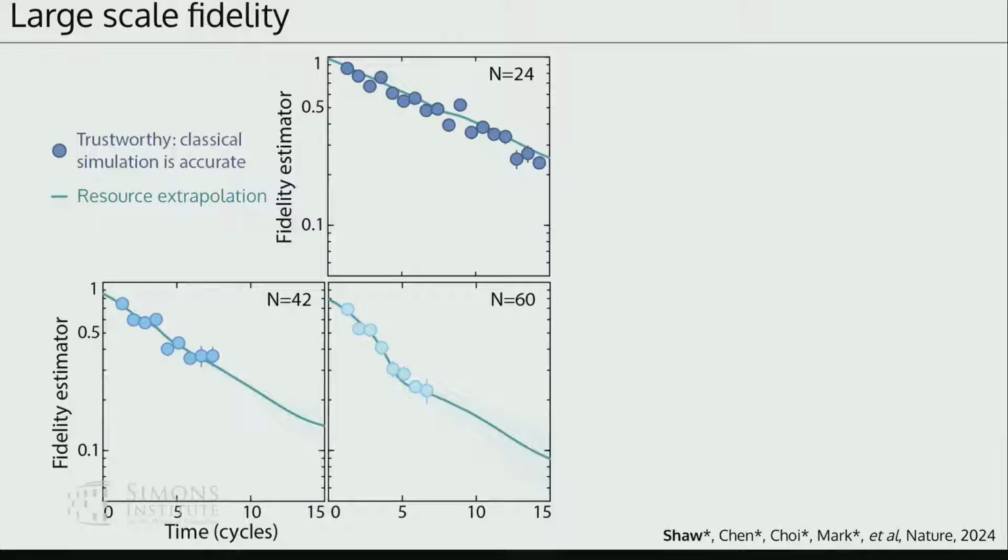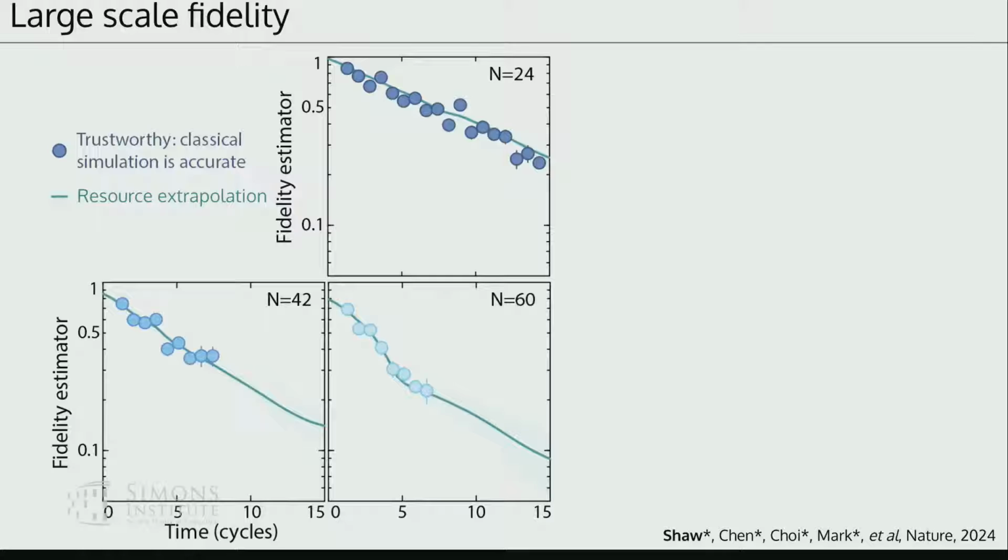And then the green line and fill is this resource extrapolation, which is really extrapolation over system size, time, and resource. And what you can immediately see is there's some very odd behavior. Because for n equals 24, we have something that looks largely exponential. For n equals 42, you start seeing some amount of bending of the fidelity estimate down here. And for n equals 60, this actually looks quite bent and non-exponential.